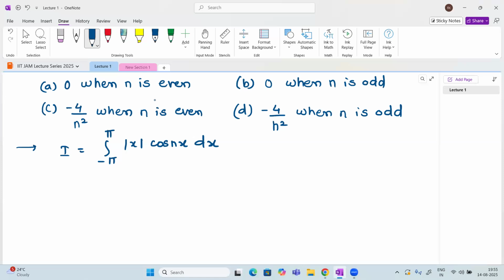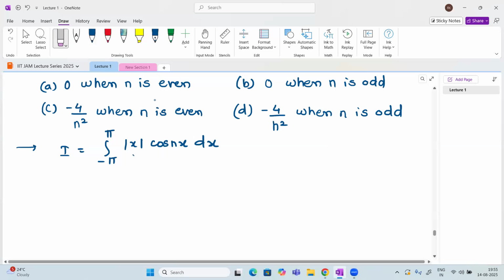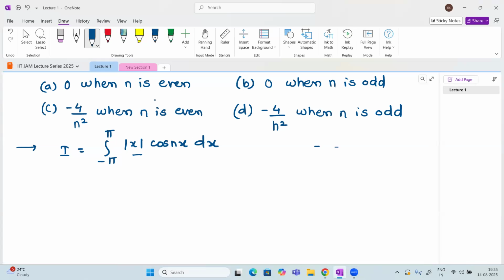Yes, you are right. When you have this kind of limits, your first job is to check whether it is even or odd. What do you think, even or odd? It is even. Cos is always an even function, you know, sine is an odd function. And the first one is even since mod is there. Mod is the distance, so it will be positive only. So it's an even function, right?